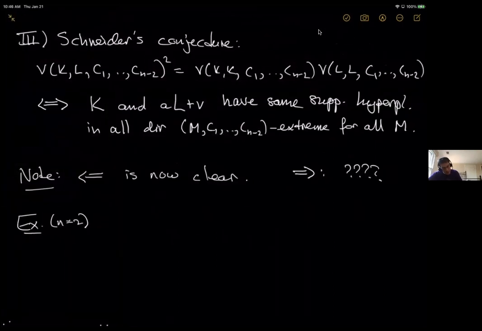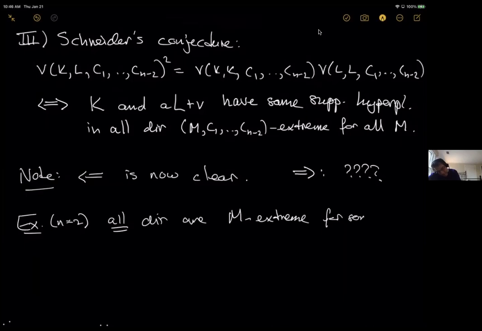So if we're in dimension 2 and I have m extreme for all m, that means that the direction is a facet of some polytope, but every direction is a facet of some polytope. So in this case, all directions are m extreme for some m, which means that the conjecture would then state that K and aL plus v have the same supporting hyperplanes in all directions, which means they must be the same. Which means that in 2 dimensions, you should only get trivial equality cases.